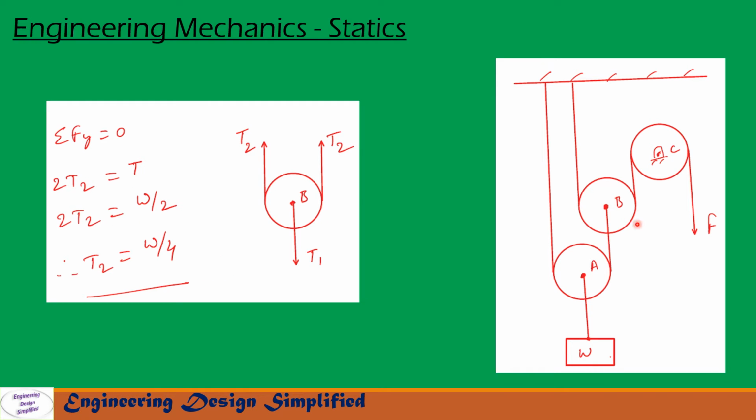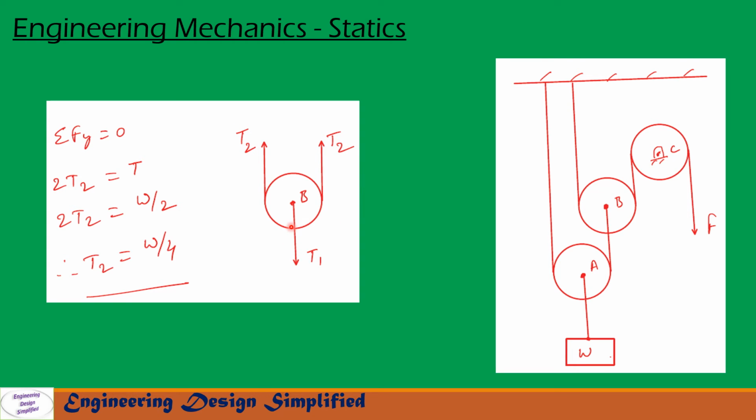Similarly, let us draw the free body diagram for pulley B. For pulley B, there is a tension T acting downwards, and there will be tensions in this side of the string and this side of the string. So the free body diagram is shown here. T1 is acting downwards. T1 we have calculated already in the previous slide. The tension in these two sides of the string, let us call T2 each.